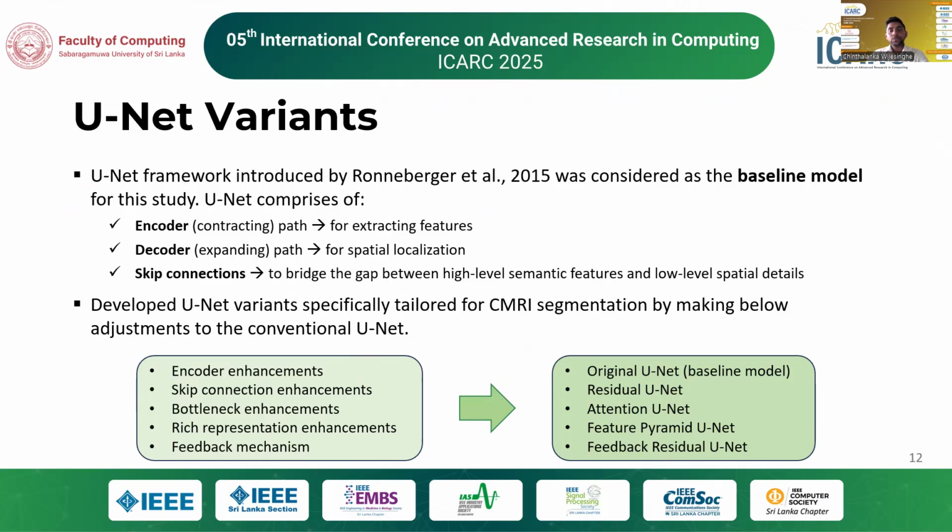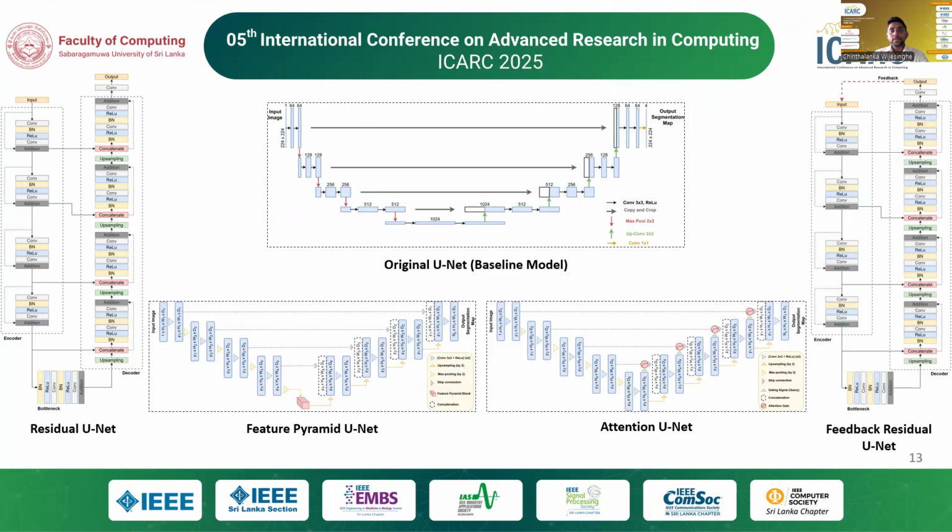Several architectural enhancements were applied to the original U-Net baseline model. These include encoder enhancements, improved skip connections, bottleneck refinements, rich representation techniques, and feedback mechanisms. Based on these modifications, different U-Net variants were developed, including residual U-Net, attention U-Net, feature pyramid U-Net, and feedback residual U-Net, each designed to enhance feature learning and segmentation accuracy for CMRI segmentation. The original U-Net and residual U-Net architectures were refined by adding more encoder and decoder levels. The attention U-Net was developed by integrating attention mechanisms into the skip connections and the bottleneck layers of the original U-Net.